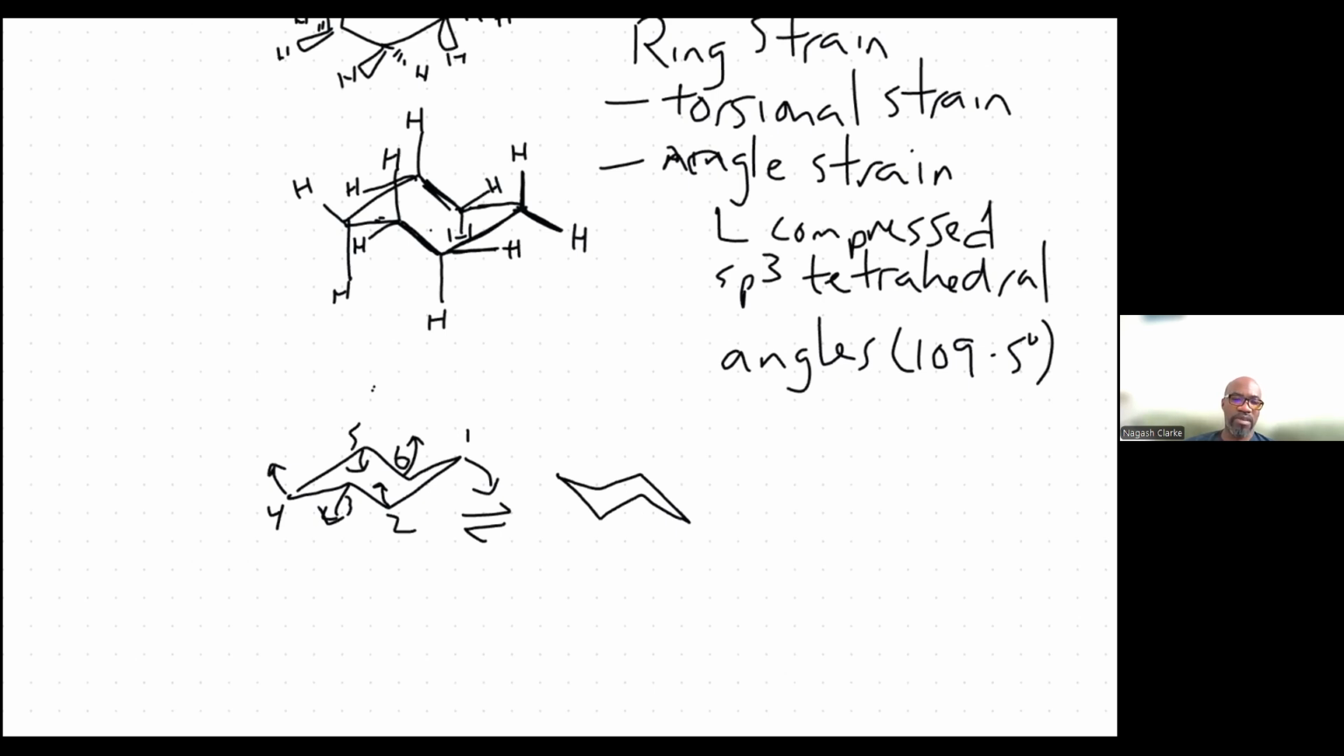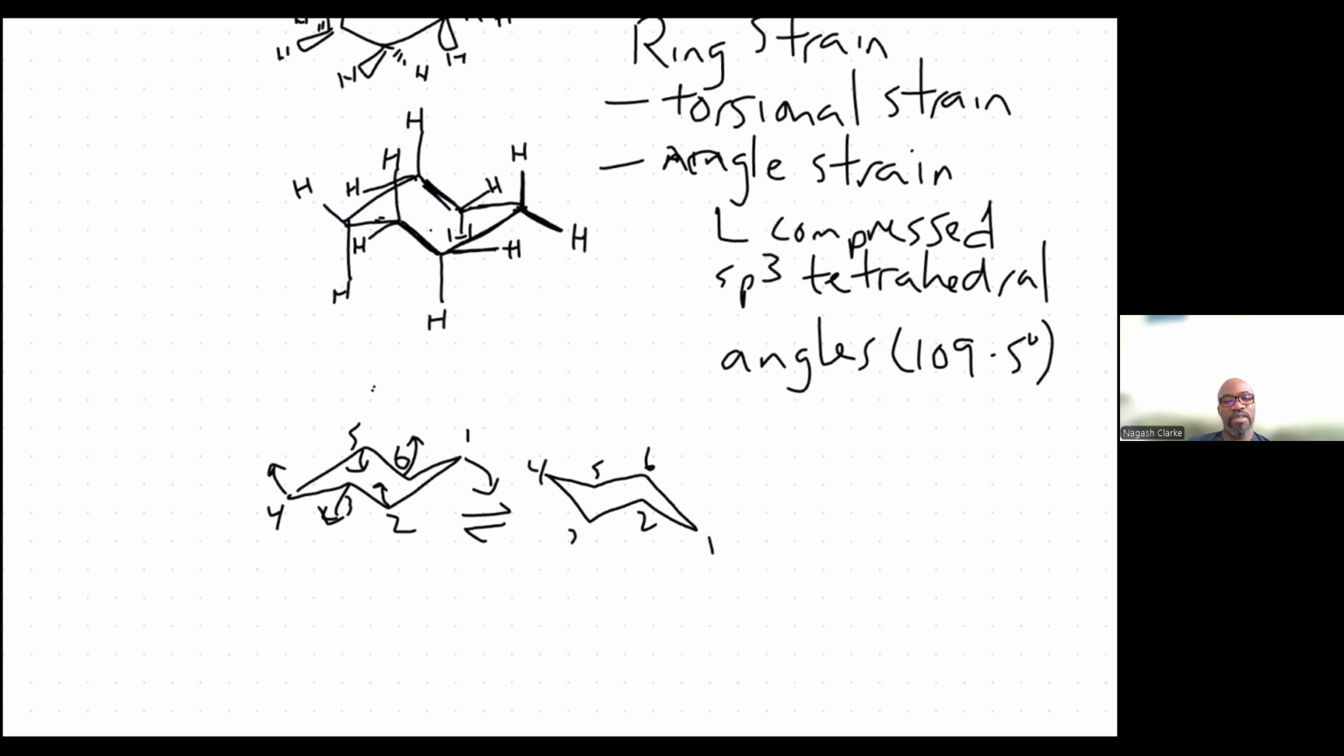Actually, I don't like how that ring looks. See, I'm very critical about my own rings. So I always make sure my students are drawing rings that look decent. So now this is carbon one. That's two, three, five, six. So notice carbon one was pointing up, now it's pointing down.